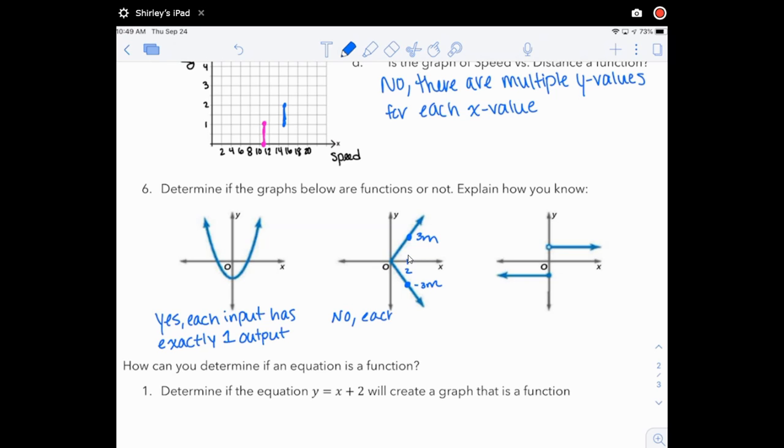We have each input has two outputs. Again, the language of x value, independent value, input, domain, that's all the same thing. Output, y value, dependent, range, that is all the same thing. So to be a function, I have to make sure I'm not hitting two places at once.